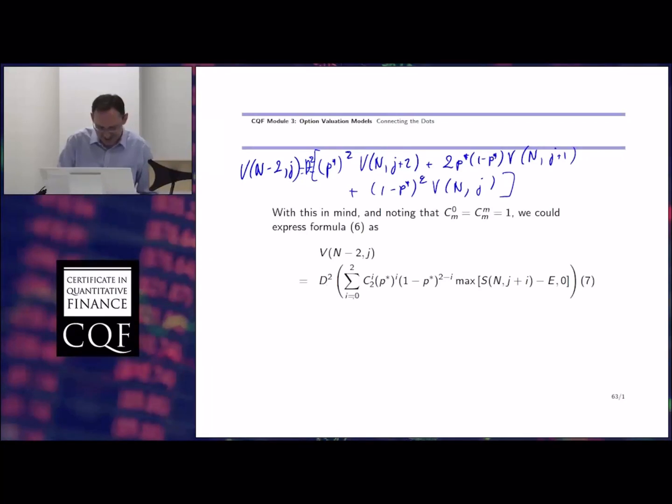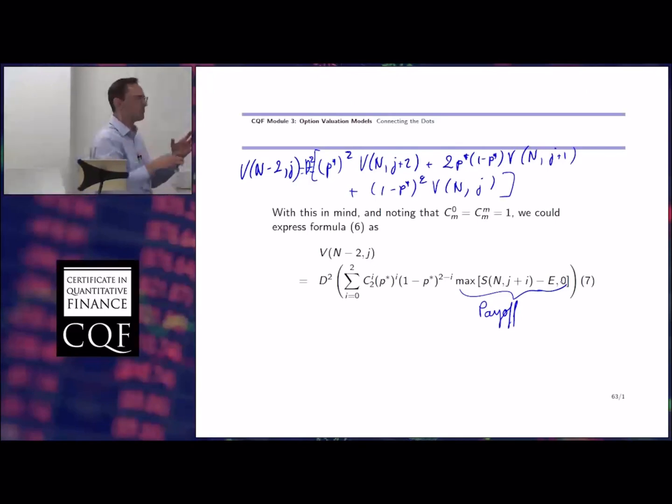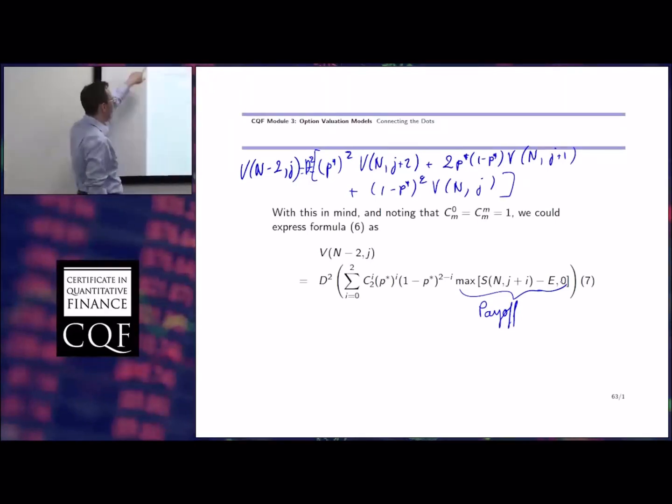D squared times the sum from i equals 0 to 2 of the C2i's, knowing that C20 is 1 and C22 is 1. So C2i, P star i, 1 minus P star 2 minus i, and then we've got the payoff function. Now, that's a more compressed way of writing that.